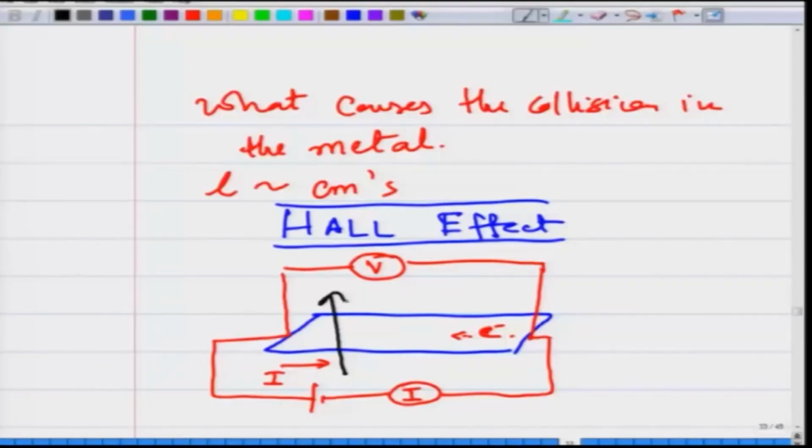Now, apart from an electric field, let us switch on a magnetic field and apply it perpendicular to this.